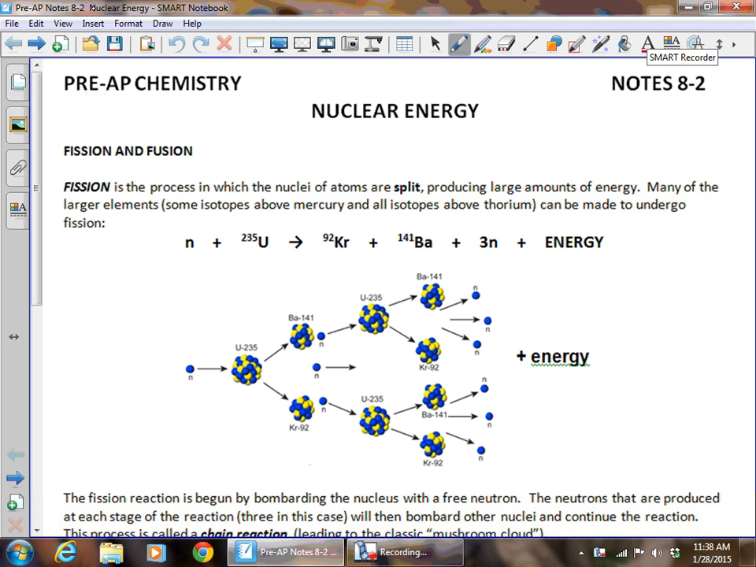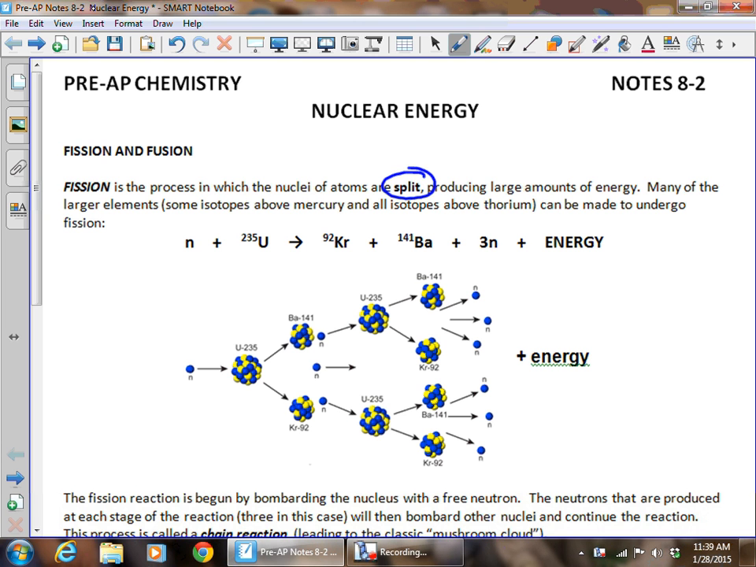Today we're going to talk a little bit about nuclear energy. There are two major nuclear processes, fission and fusion. Fission is the process where nuclei split. When you have a fissure in a rock, it's a split in the rock. So that's the term that means to split the atom, and it produces large amounts of energy.